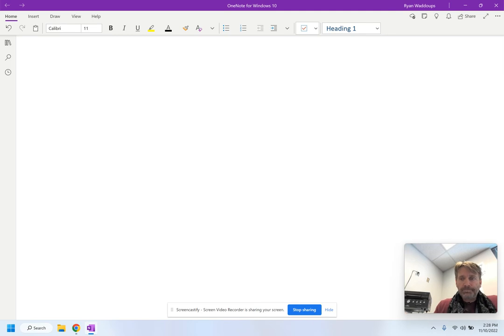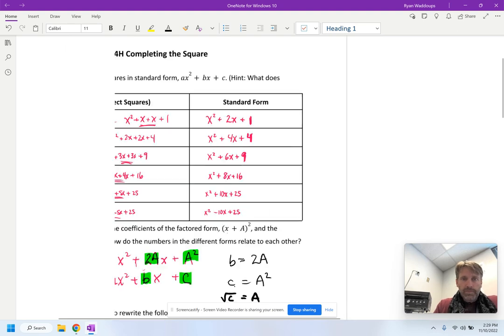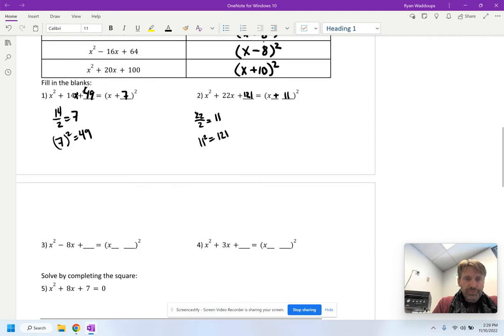My computer sometimes does this, excuse me.